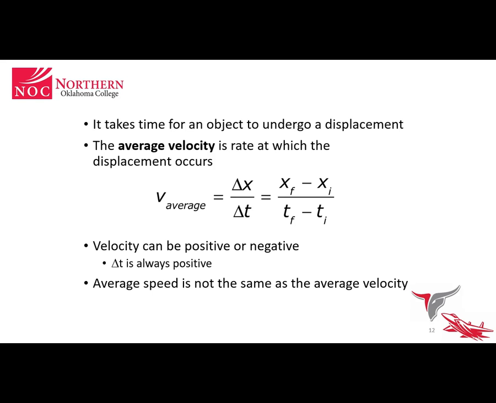Velocity can be positive or negative because I have a direction. We know if I'm traveling east, or if I'm traveling west, or if I'm going up and down that number line, I can have a positive or a negative. That positive or negative tells me, am I going to the right or am I going to the left? That negative value has physical meaning. It's telling me that direction. Average speed is not the same as average velocity. Remember, average speed is a scalar quantity.